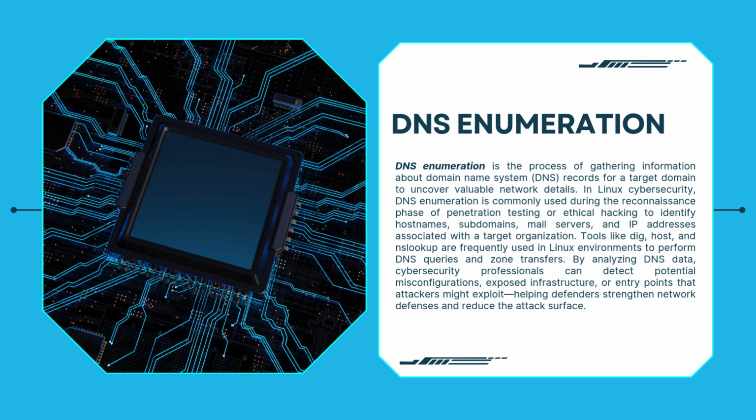From a cybersecurity standpoint, this can reveal a lot more than you'd expect. You're not just looking up a domain, you're uncovering subdomains, mail servers, name servers, and sometimes even internal IPs or test environments that weren't meant to be public. And that's where things get risky. If a company hasn't locked down their DNS records properly, it could expose parts of their infrastructure to the world, which attackers can then target.